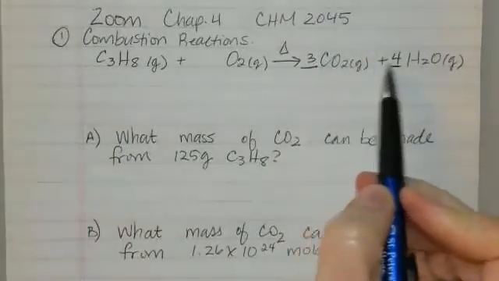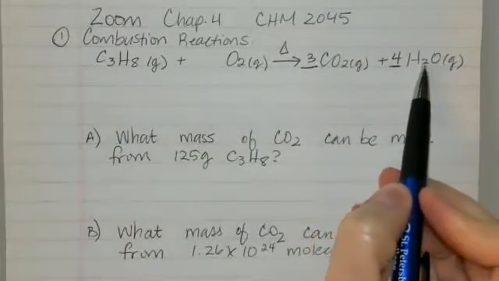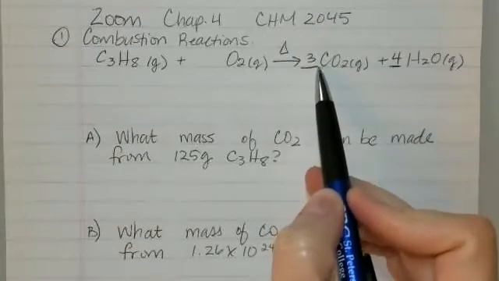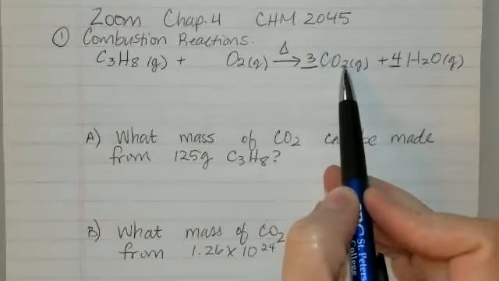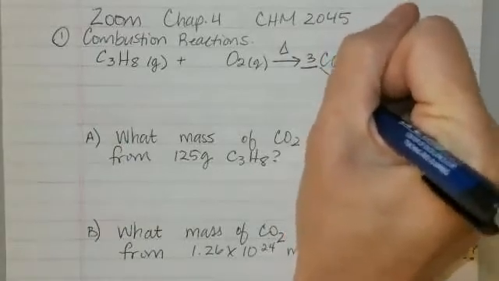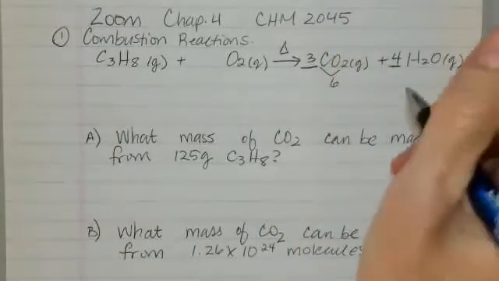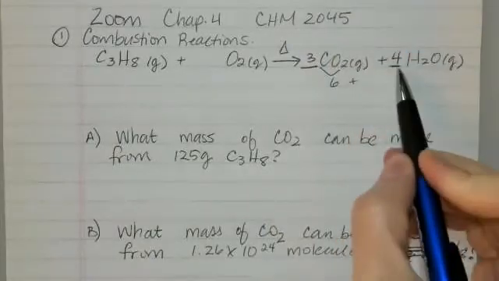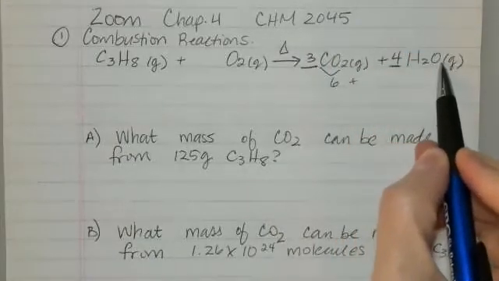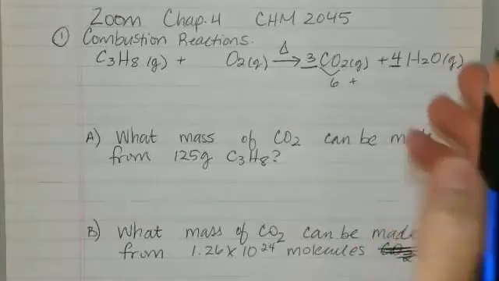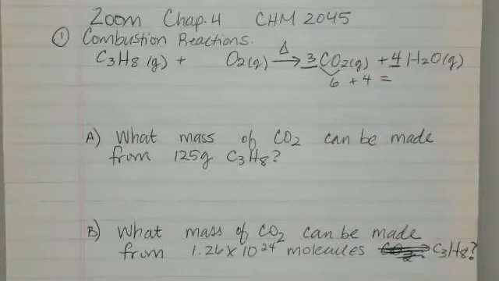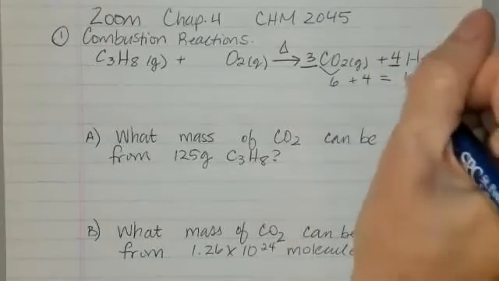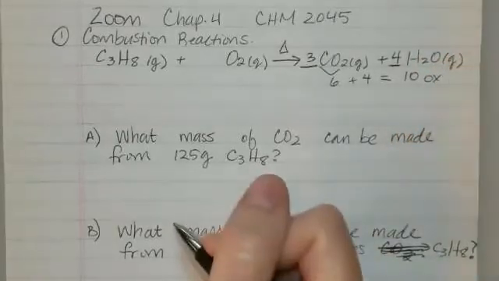And then now that my product side is hopefully balanced, I'm going to sum the oxygens. So in that carbon dioxide, I've got a coefficient of 3 times a subscript of 2. So I have a total of 6 oxygens in the CO2. And then for the water, I've got a coefficient of 4 and a subscript of 1 on the oxygen. So 4 times 1 is 4. So 4 oxygens in the water molecules, 6 in those 3 carbon dioxides. So I have a total of 10 oxygens on the product side.